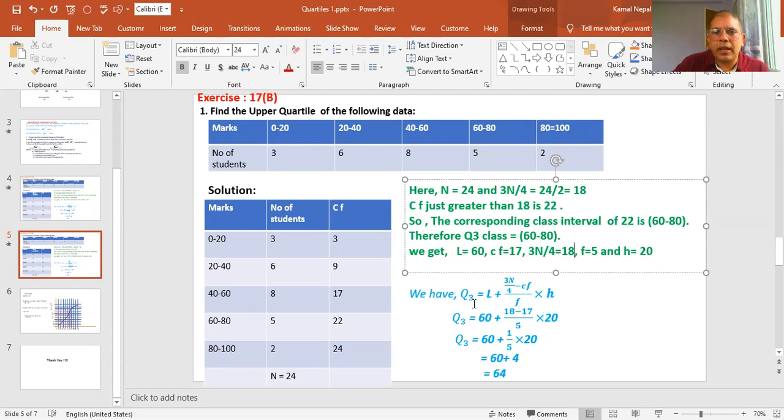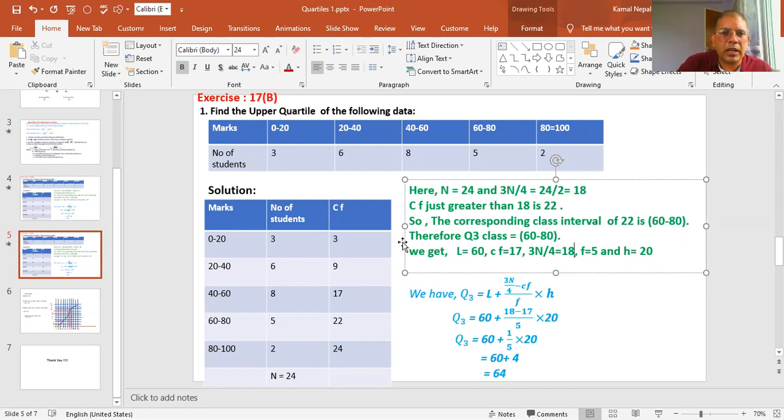Now you have the formula: quartile 3 is equal to l plus 3n by 4 minus cf by f into h. So 60 plus 18 minus 17 by 5 into 20. That is 60 plus 1 by 5 into 20, which is 4, and 60 plus 4 is 64. So this is your solution to find quartile 1 and quartile 3.